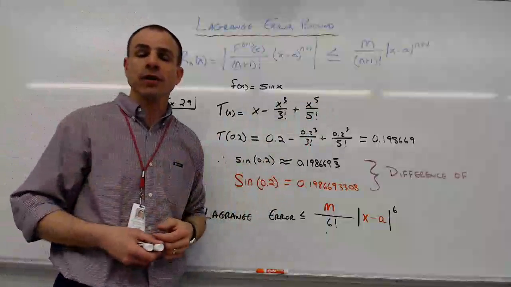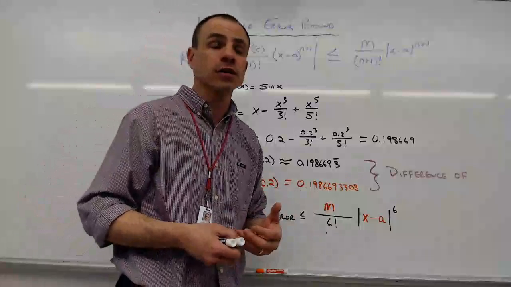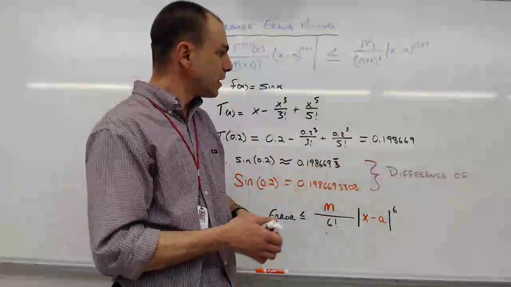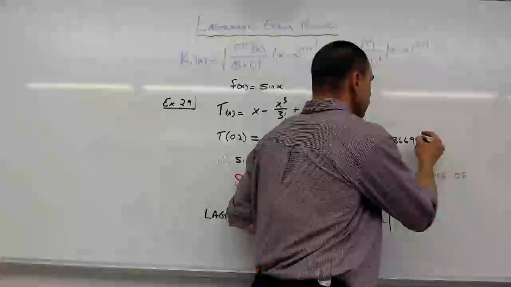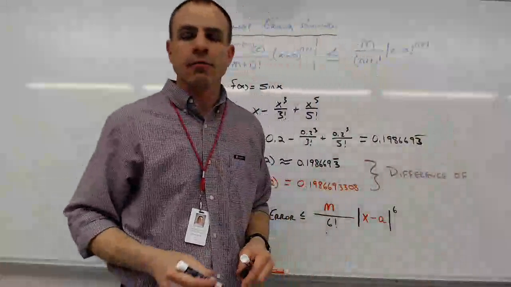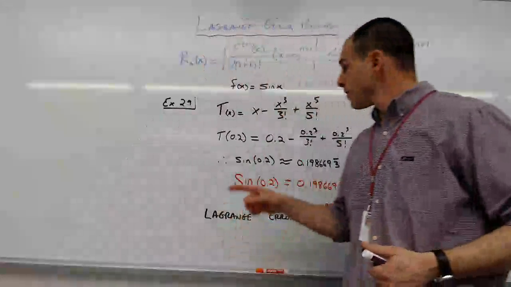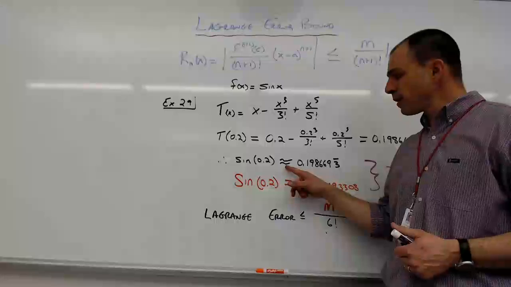Feel free to pause the video at this point and come up with the calculation. Hopefully you'll get the same thing that I did, which is 0.198669, and then it starts repeating after that. Okay, so that's the value that we came up with. That's an approximation for the sine of 0.2. All right, notice we have the approximation symbol.